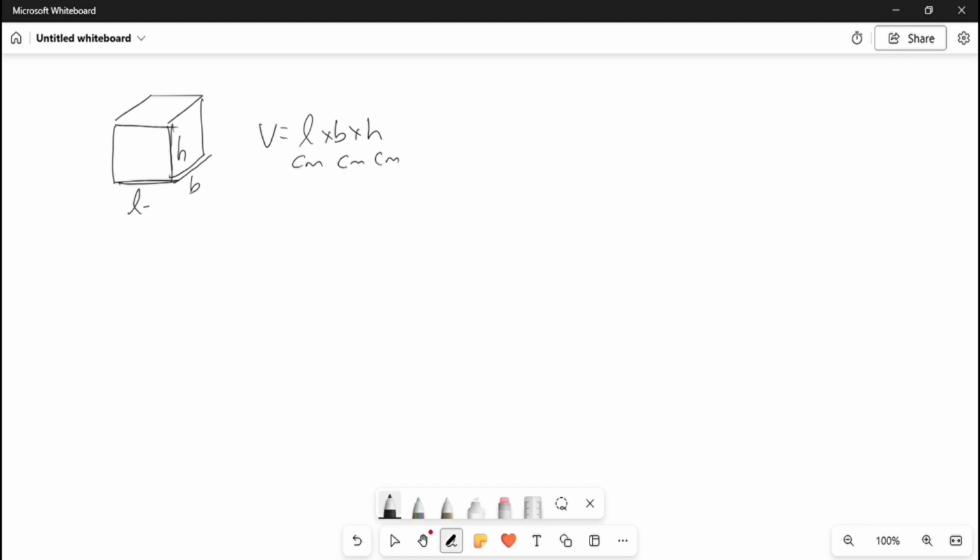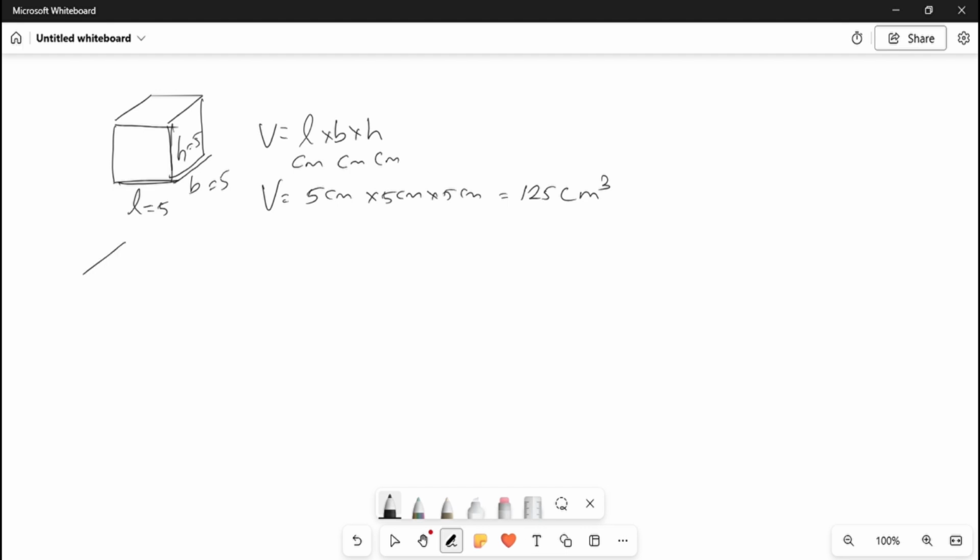So now let's see the example. If the length is 5 centimeter, breadth is 5 centimeter, height is 5 centimeter, therefore volume is 5 centimeter into 5 centimeter into 5 centimeter. That is 125. 5 into 5, 25, into 5, 125 centimeter cube, or we call it cubic centimeter.